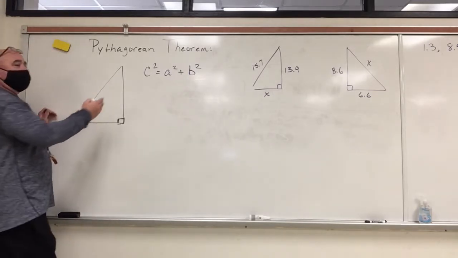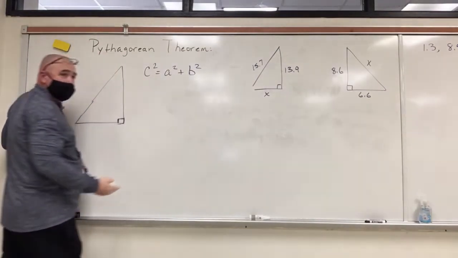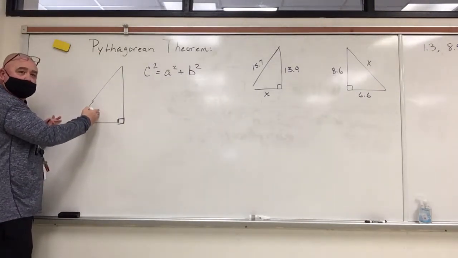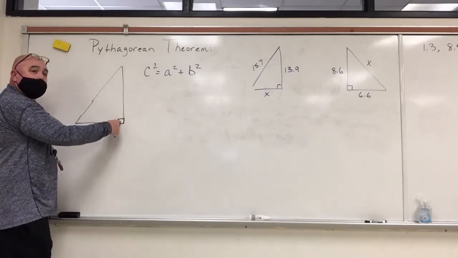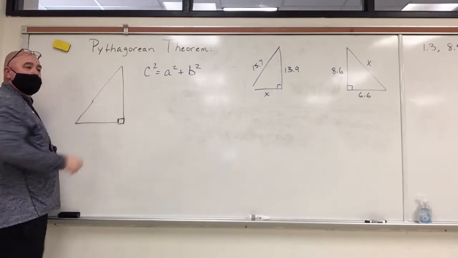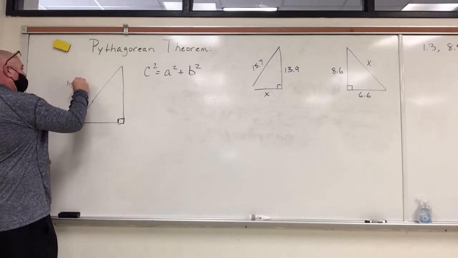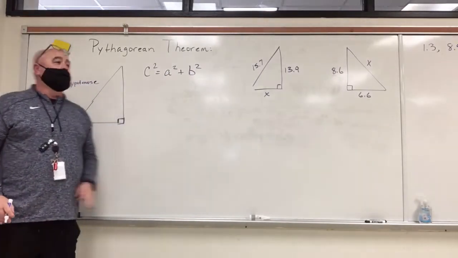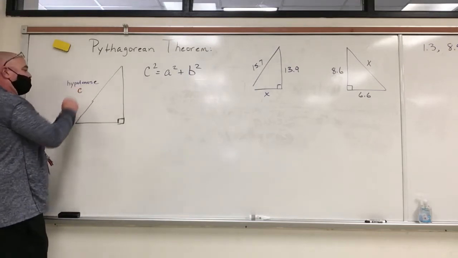To understand the Pythagorean theorem, you need to understand what this means. And to understand what this means, you need to understand the sides of a right triangle. The side opposite the 90-degree angle, that is this side here, is called the hypotenuse. And which one of these letters stands for the hypotenuse? C stands for the hypotenuse.